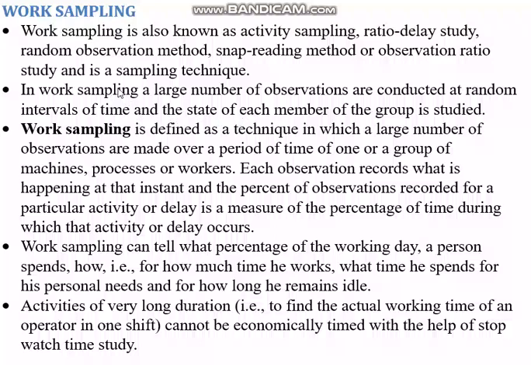Sampling means randomly we take some readings. Randomly means not in any particular order, randomly you take. These observations, in work sampling, a large number of observations are conducted at random intervals of time, and the state of each member of the group is studied.